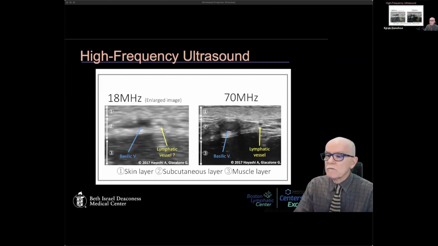High frequency ultrasound is what we use for localizing veins and vessels. This is a vein, and then we can see if we can see a lymphatic vessel. This is the lower frequency, but with high frequency, now you can see the anatomic detail much better, and you can measure the distance between these two. Then we can talk to the surgeon and say, okay, this is close enough to anastomose this vessel to this vein.